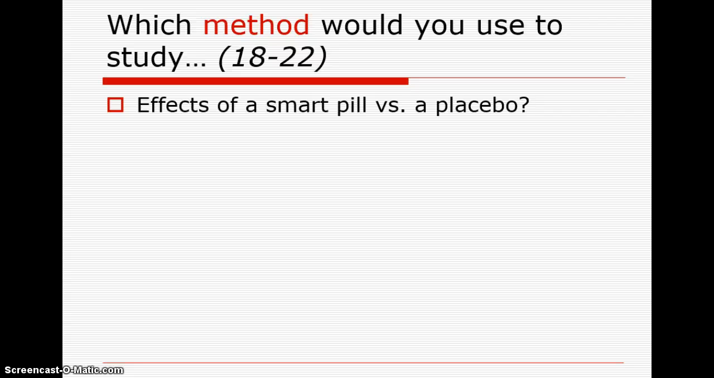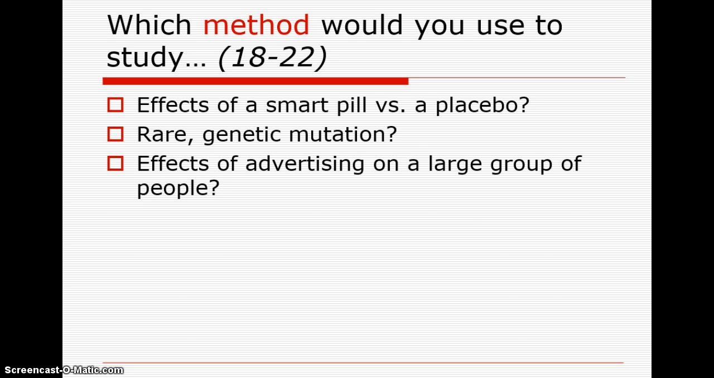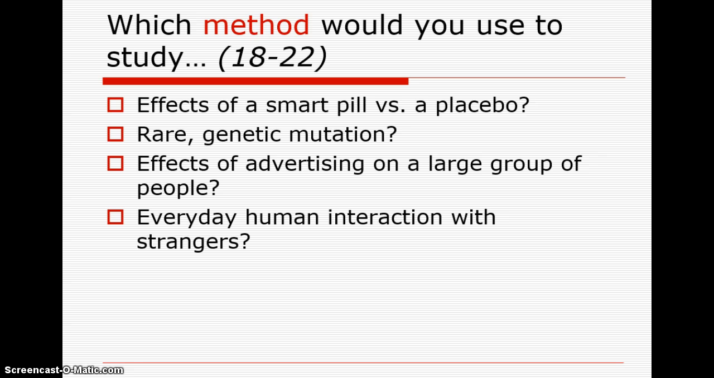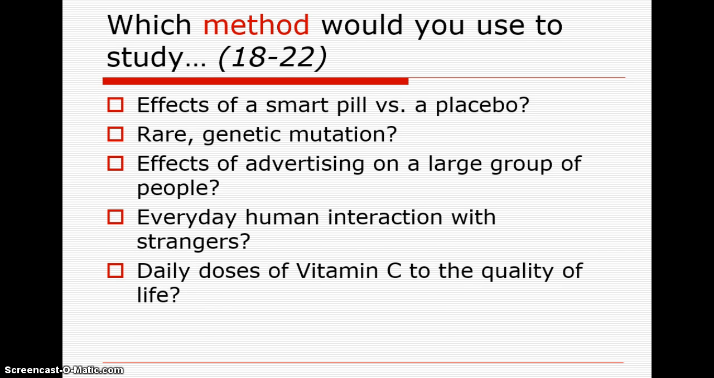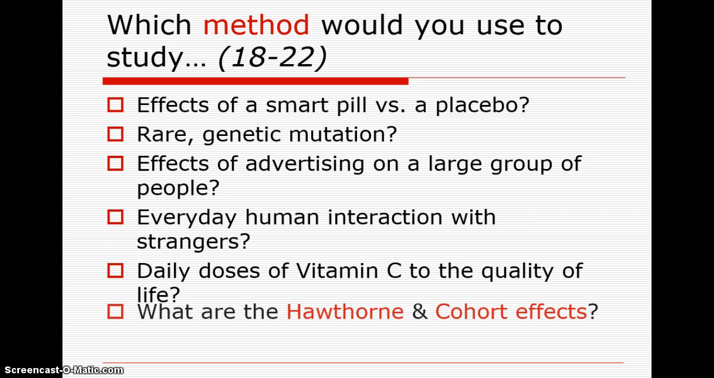Smart pill versus a placebo is going to be a blind study. Rare genetic mutation will be a case study because it is rare. Advertising on a large group of people, a survey would be great to get a lot of information pretty quick and easy. Interactions with strangers would be a naturalistic observation because all I have to do is watch people interact. Vitamin C for the quality of life will be longitudinal, that's over the lifespan.